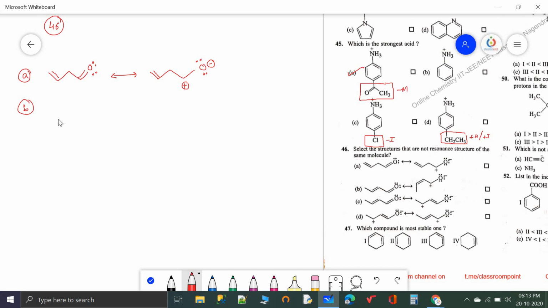Let us take the B molecule. They were saying that these are resonance structures. Here, you can write that by breaking this pi bond as plus and minus, but you cannot change this configuration. Here, the conformation is completely changed, so this is not the resonance structure of these two molecules. So option B is correct.